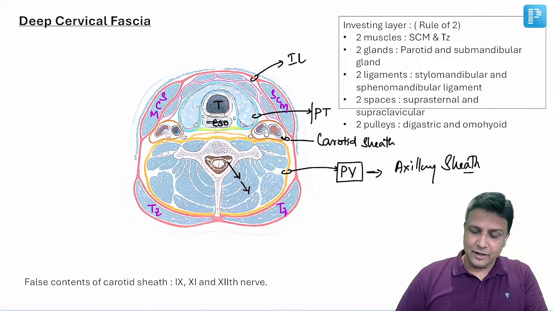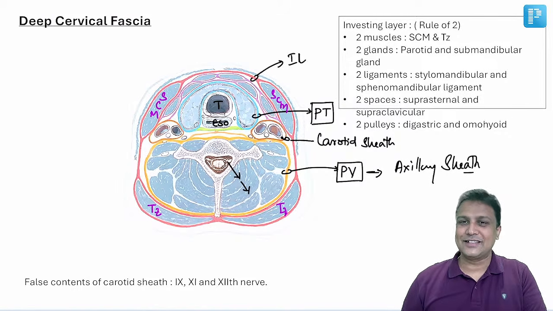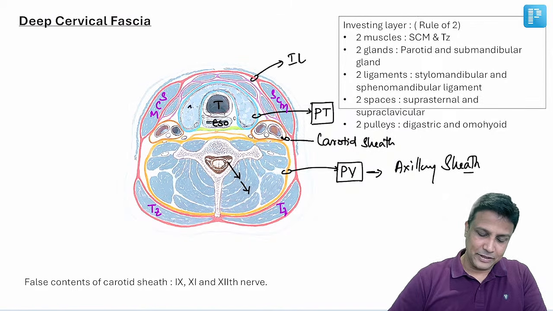Now the next one, what is the content of the pretracheal fascia? Of course, you are able to see the thyroid gland there. So the content of the pretracheal fascia here will be the thyroid gland.